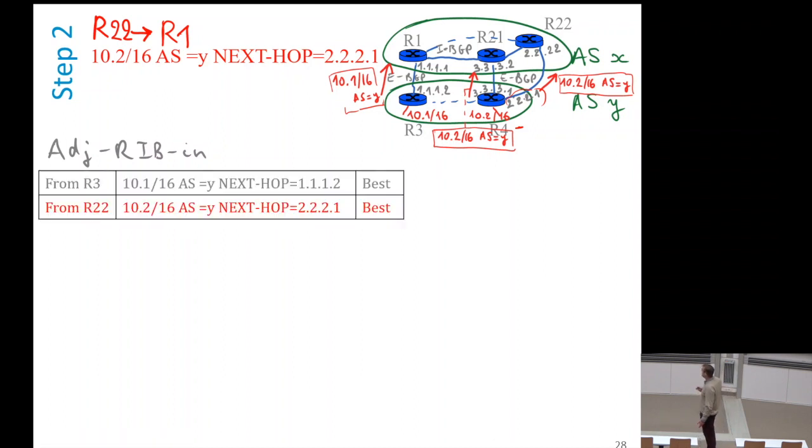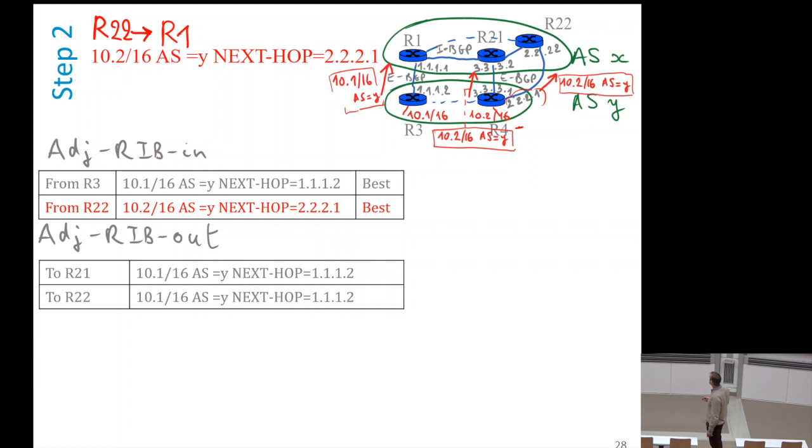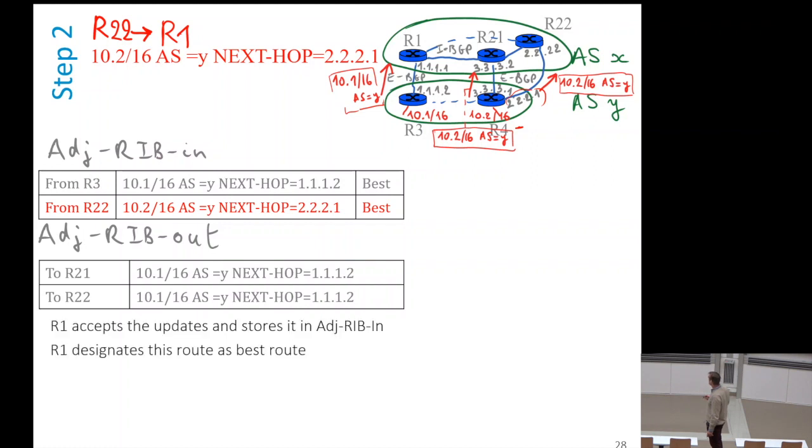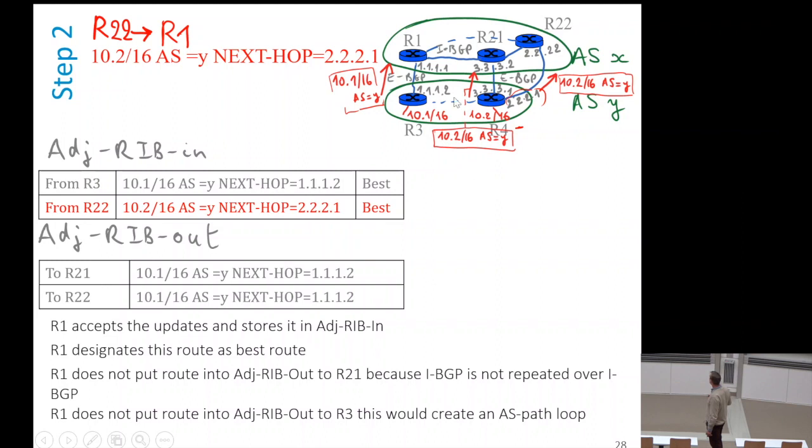Now, since it's the only route to this prefix, R1 keeps it and repeats it. R1 will not repeat it to R21 or R22 because it was learned internally. It will also not repeat it to R3 because the path already contains the AS path Y, so that would create a loop. So one of the rules of BGP is when you have a path that contains a domain Y, you don't send it to domain Y. A route with such a path is not sent to domain Y. So this is not repeated to anybody.